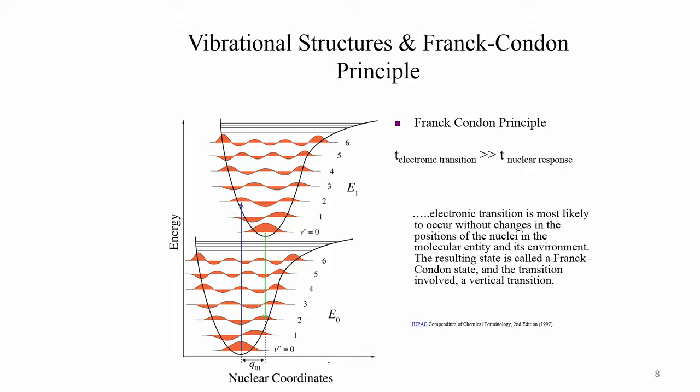Otherwise, if the nuclei moved during this transition, then we could not have overlapped these two potential wells like this. Okay. This is just the basic principle.